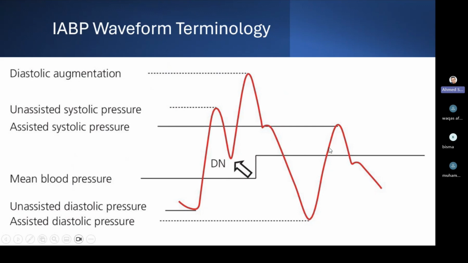With late deflation, instead of coming at this point, it will come at this point. So you will notice that the assisted end-diastolic pressure will be at a higher level, and the assisted systolic pressure will also be higher. It will be almost equal to the unassisted one. If both are equal to each other, then there is no benefit of IABP, because the afterload is increased, and it will increase oxygen demand and the workload of the heart. So the timing is very important.